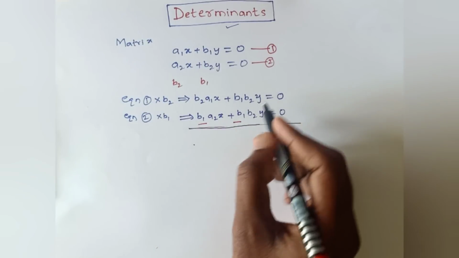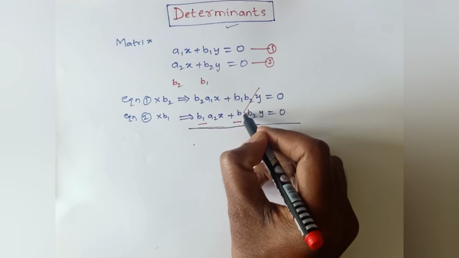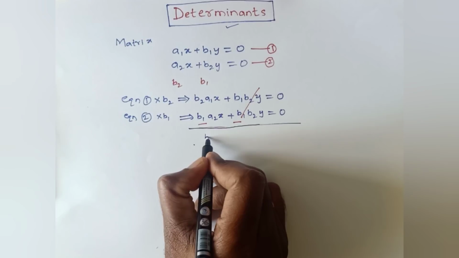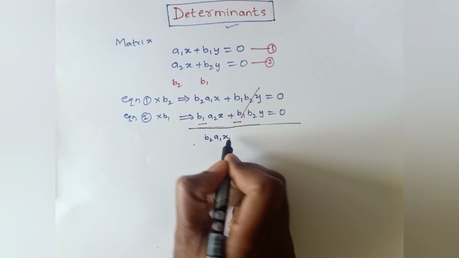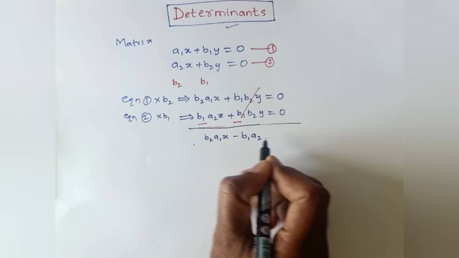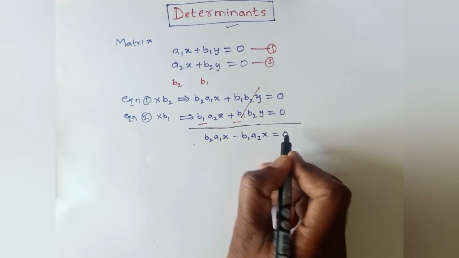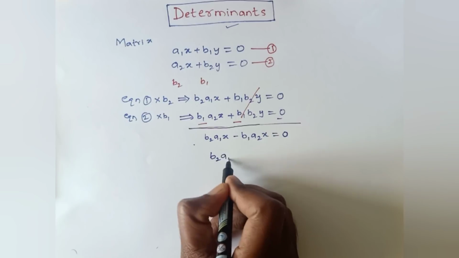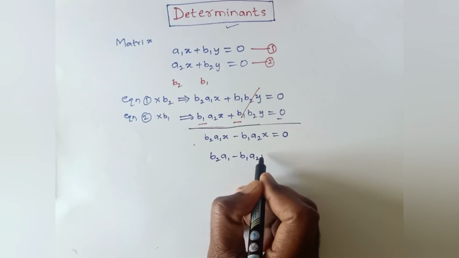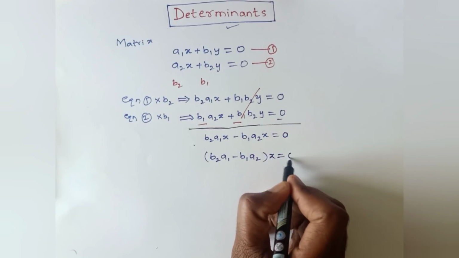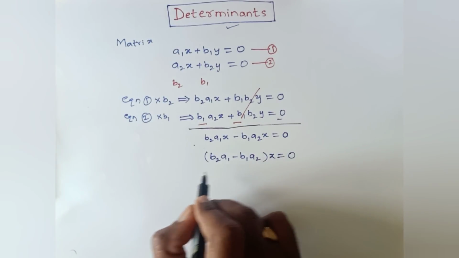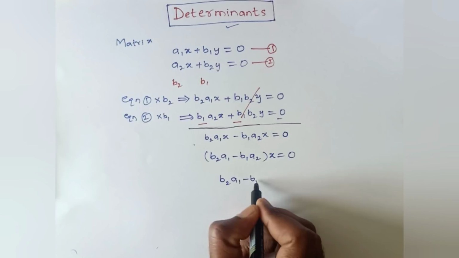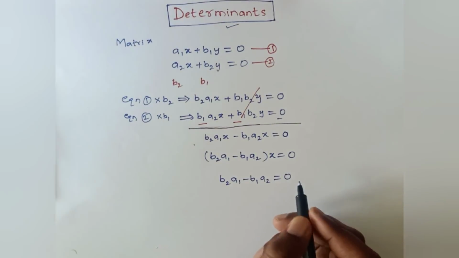Minus and minus. See here, b1b2y and b1b2y get cancelled. The remaining part is b2a1x minus b1a2x equals 0, since 0 minus 0 is also 0. So (b2a1 minus b1a2) into x equals 0. Dividing both sides by x, we get b2a1 minus b1a2 equals 0.